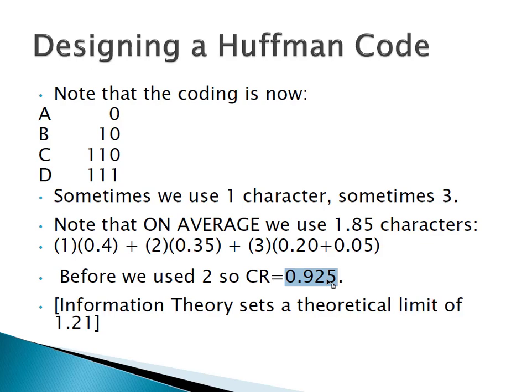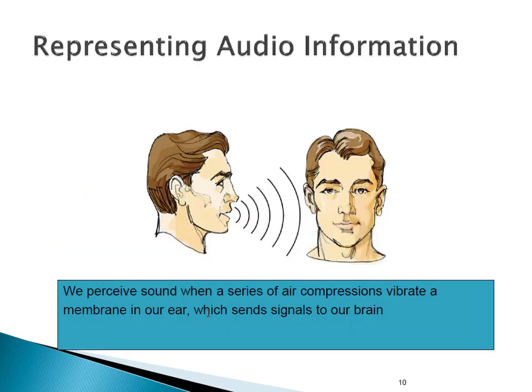And information theory, which is the study of how information is processed and stored, sets the theoretical limit of a compression ratio as 1.21. So as long as your compression ratio is less than that, then it's okay. Obviously, there are some issues with this, but we can just use this as a guide for now. All right, so that's all for Huffman. Well, that's not really all for Huffman. We'll speak about it again when we talk about MP3s, but we'll talk about it very briefly.